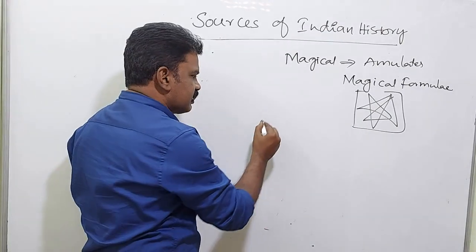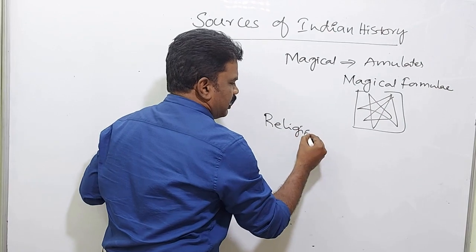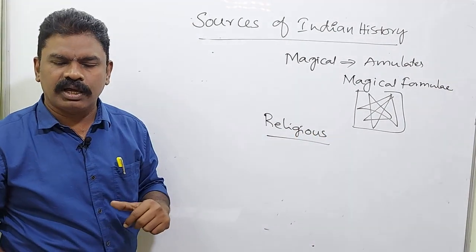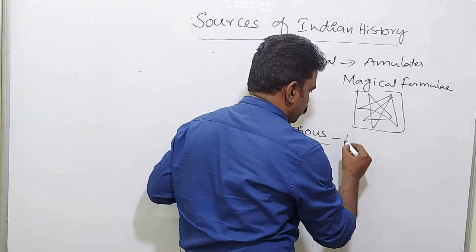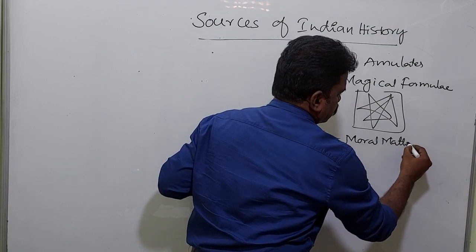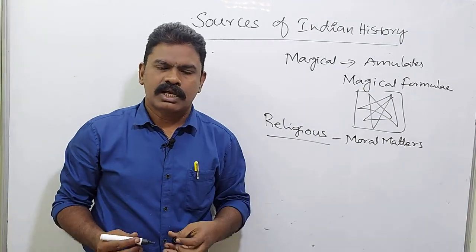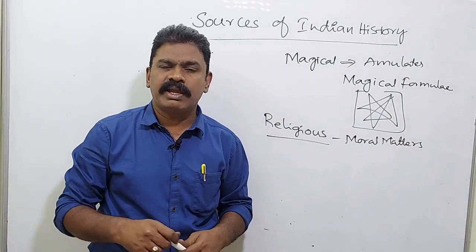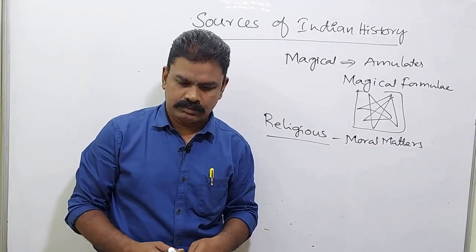Next, religious inscriptions or didactic inscriptions. It speaks about religious and moral matters, ethics, like Ashoka's Dhamma. Ashoka's Dhamma is one type of religion. The Dhamma edicts of Ashoka speak about religious matters.